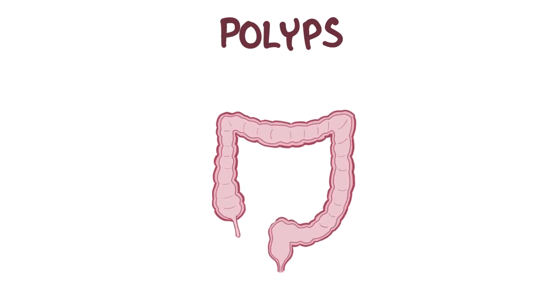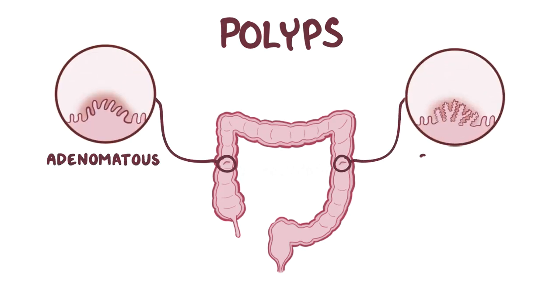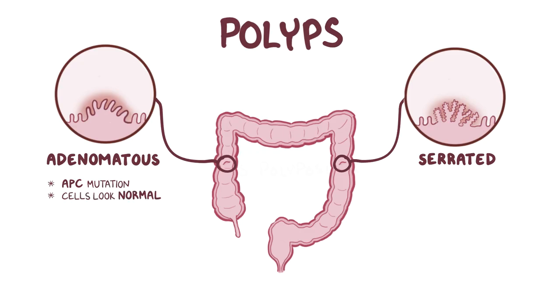There are many different types of polyps, and some are more prone to becoming malignant. Those are called premalignant or neoplastic polyps. And these premalignant polyps can be classified into adenomatous and serrated, according to how they look under the microscope. Typically, adenomatous polyps have an APC mutation, and the cells look like normal colonic mucosa cells, whereas serrated polyps have defects in DNA repair genes and have a sawtooth appearance.